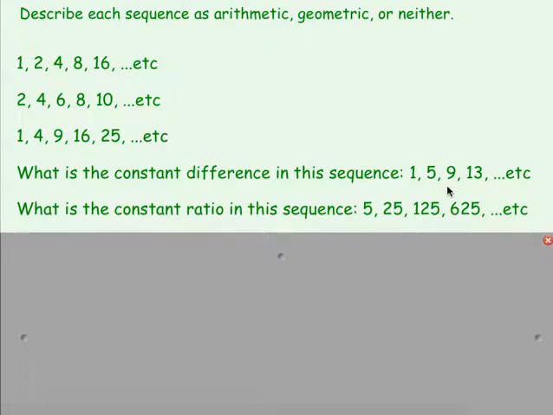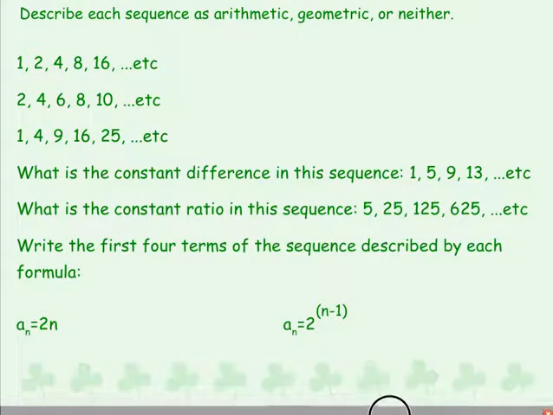Okay, find the constant difference. 1 to 5, 5 to 9, 9 to 13. Well, that's a constant difference of 4. What's the constant ratio? Well, we could see pretty quickly that it's multiplied by 5, or if you can't see that quite yet, do 25 divided by 5, 125 divided by 25, 625 divided by 125. That gives me 5. Okay?